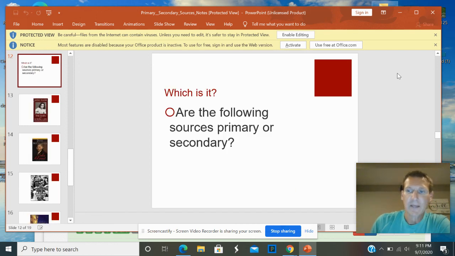Primary. So anyway, just in case you didn't get those, you've got some quizzes to take on primary and secondary sources. Go through those quickly. Make sure you understand which ones are primary, which ones are secondary.